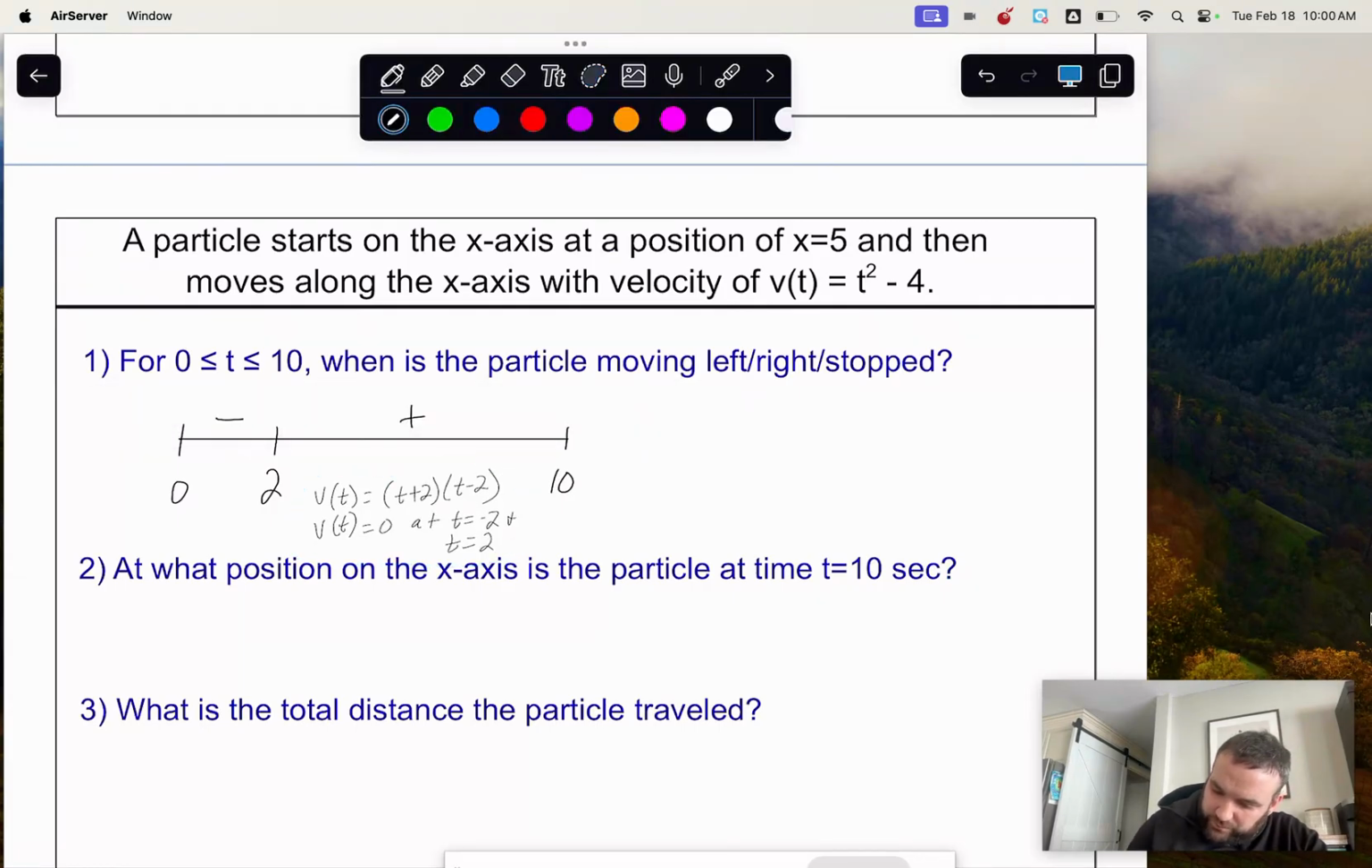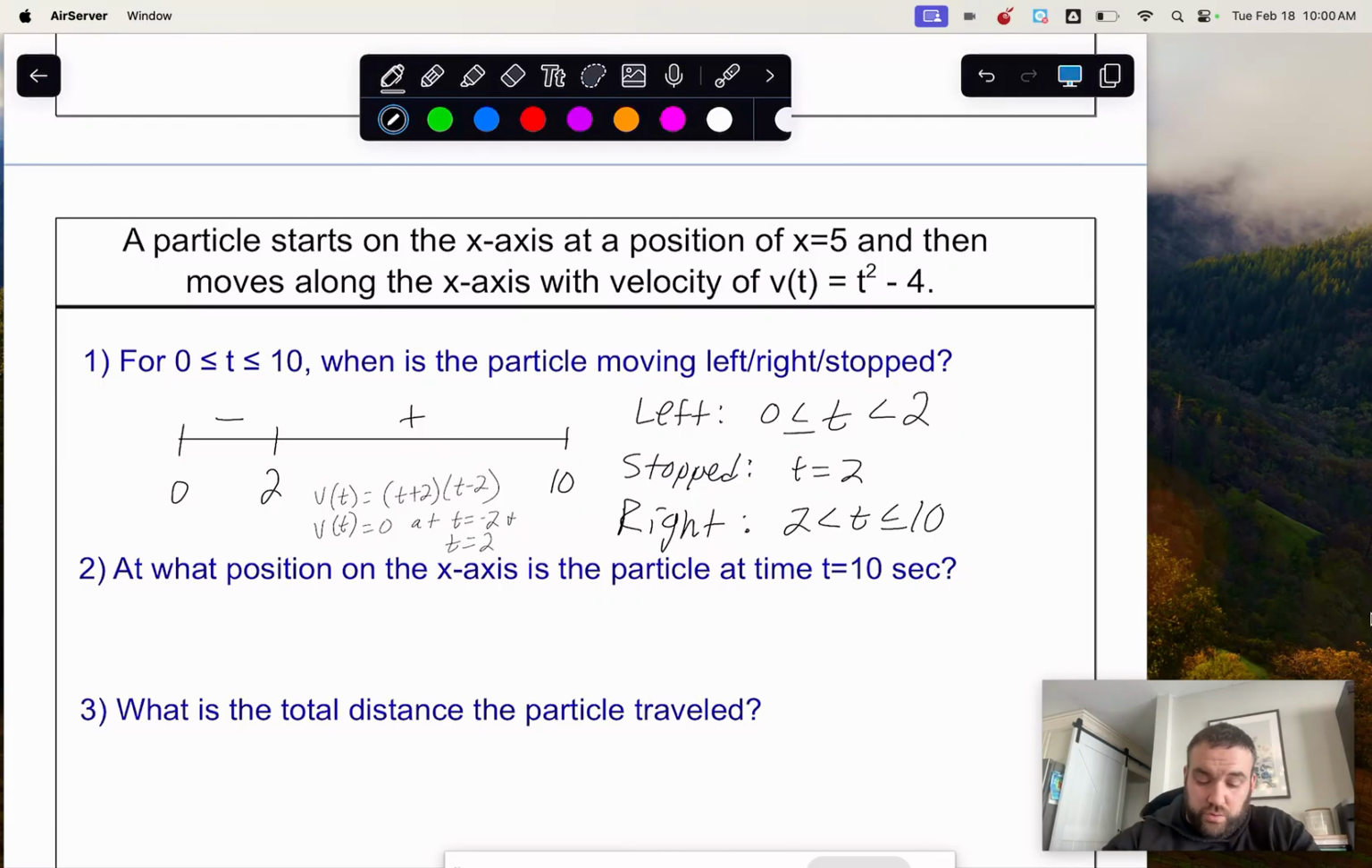I would say the particle is moving left from 0 to 2, and technically it is moving left when time is 0, so I can say 0 is less than or equal to t, which is less than 2. It is stopped when the time is equal to 2, and then it is moving to the right, or has a positive velocity, for the rest of the time, so 2 is less than t, which is less than or equal to 10.